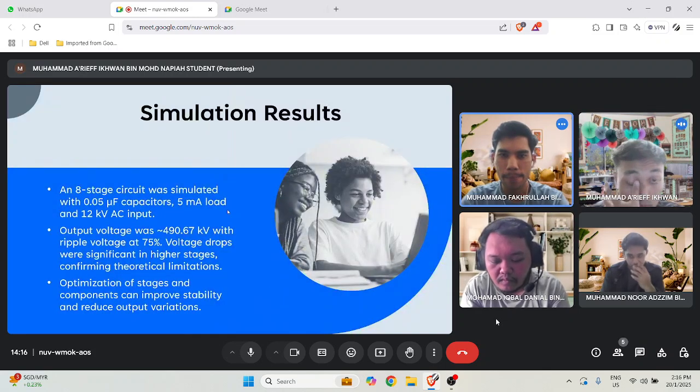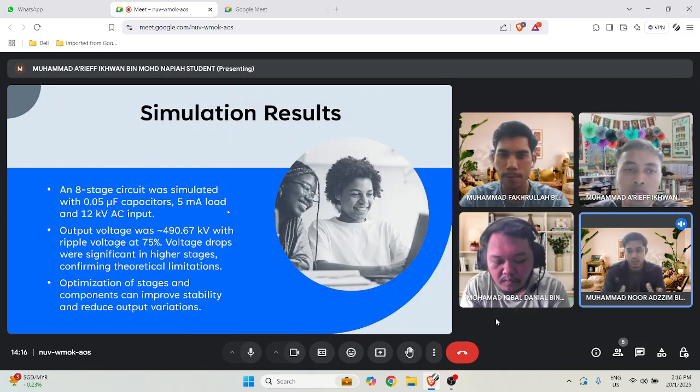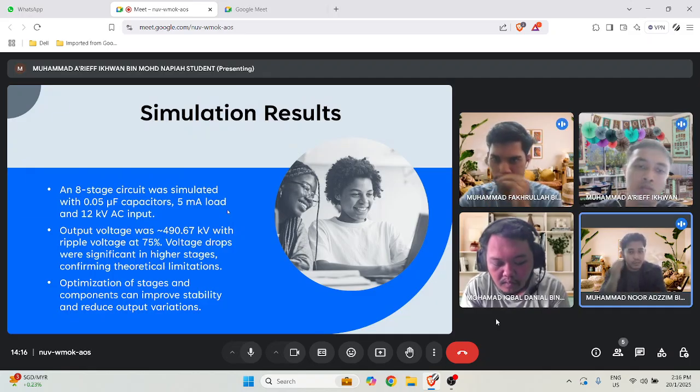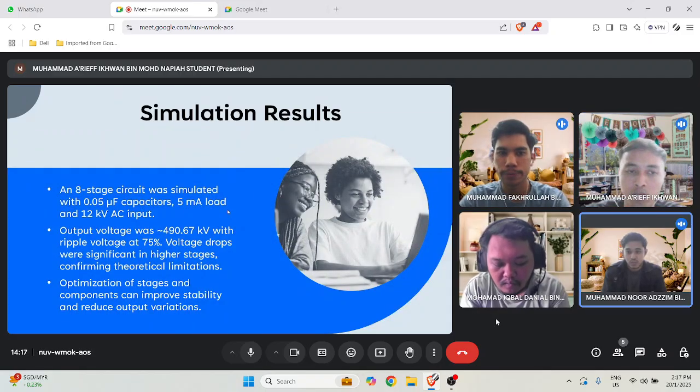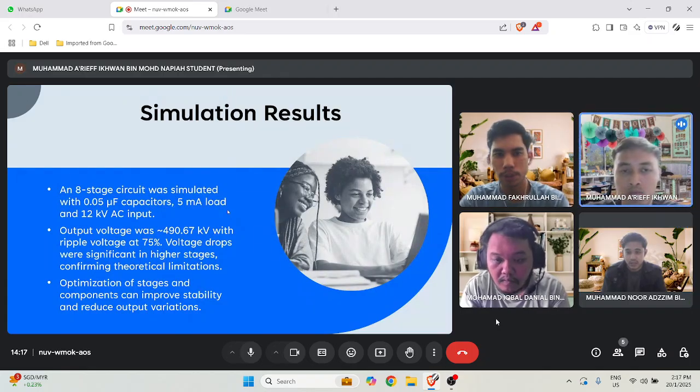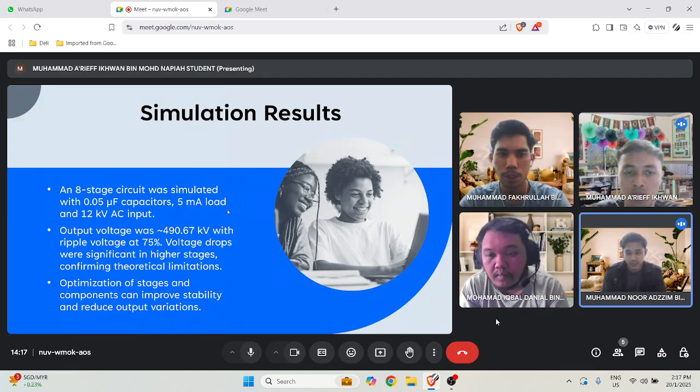Okay, based on the simulation result, we have to create an 8-stage circuit that was simulated with a 0.05 microfarad capacitor, a 5 milliampere load and a 12 kilovolt AC input. The output voltage was 490.67 kilovolt with ripple voltage at 75%. Voltage drop was significant in higher stages, confirming the theoretical limitation.